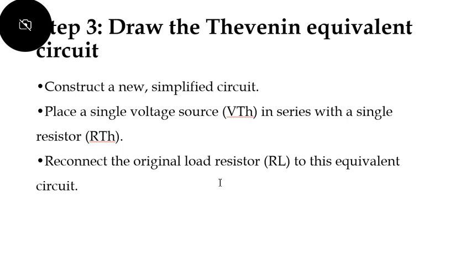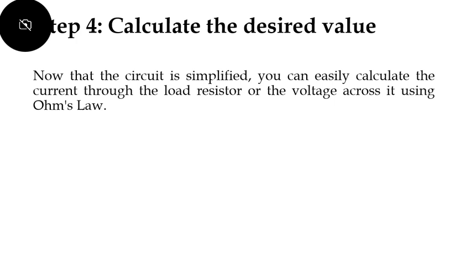The next step is to construct the Thevenin's equivalent circuit. Construct a new simplified circuit consisting of a single voltage source, whose value is equal to the Thevenin's voltage, in series with a single resistance, whose value is the Thevenin's resistance. Then reconnect the original load resistor, RL, to the equivalent circuit. The circuit is now simplified, and you can easily calculate the current.